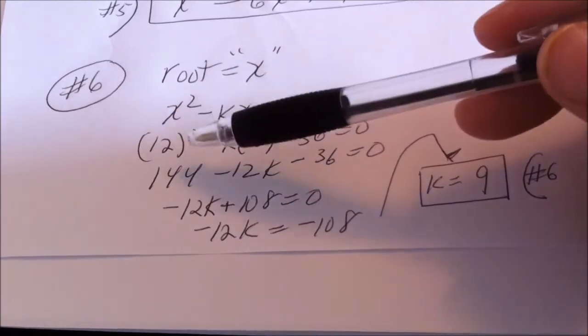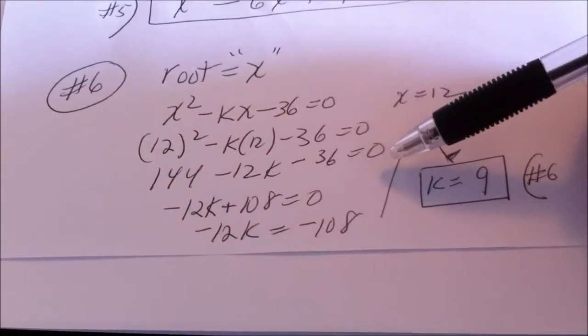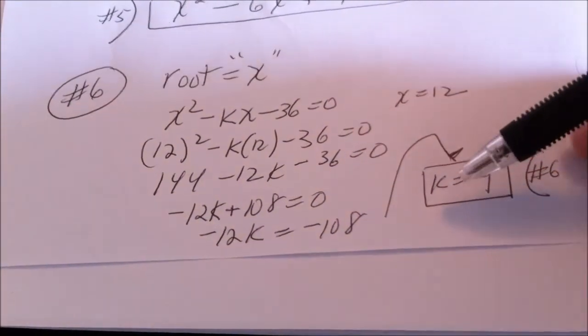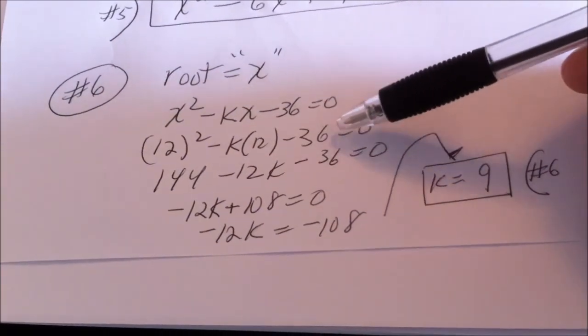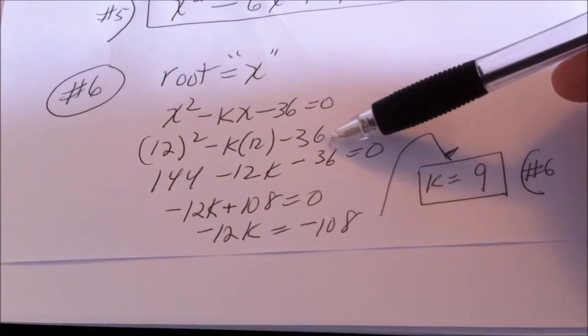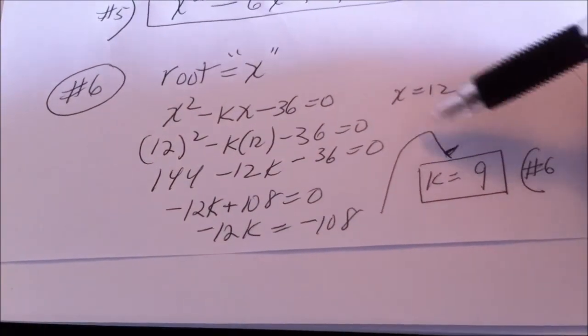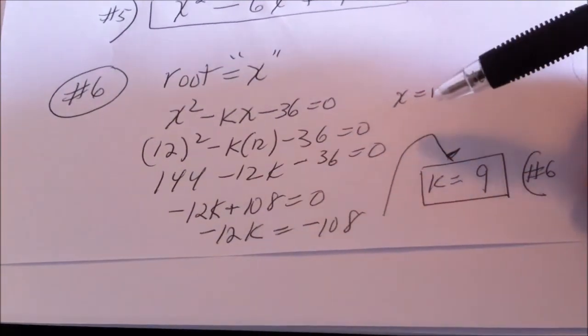So you can see here that 12 squared is 144, negative 12k, minus 36 is equal to 0, combining like terms, subtracting, dividing, and I get k is equal to 9. Some people say that, okay, that negative 36 represents the sum. I'm sorry, forgive me, the product. So if 12 is one root, the other root had to be 3.